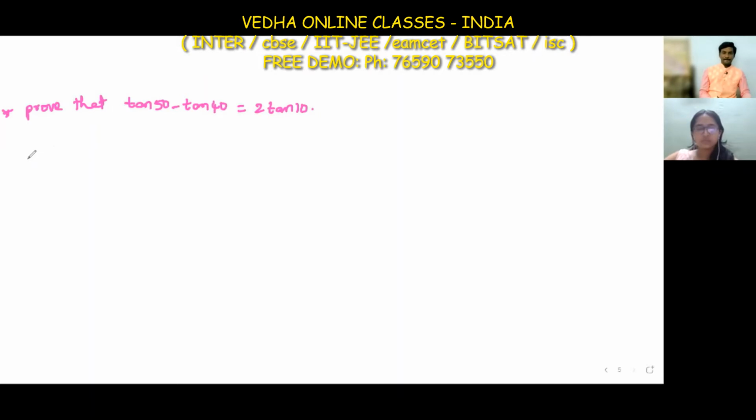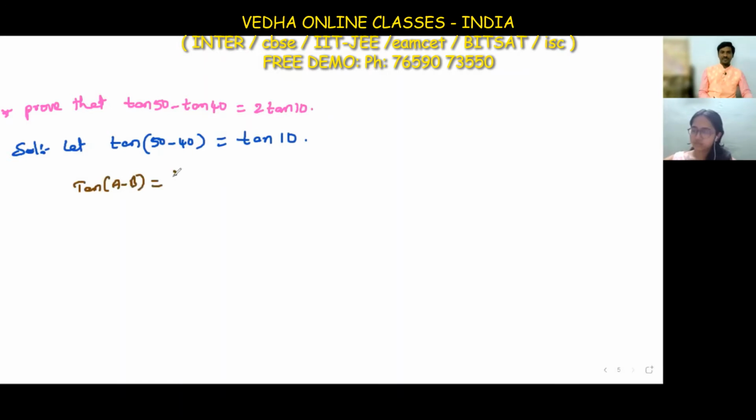Okay, now for this solution, let me take tan of 50 minus 40. What is 50 minus 40? It is tan 10. Now the tan A minus B formula. What is the tan A minus B formula? Tan of A minus B is equal to tan A minus tan B divided by 1 plus tan A into tan B.